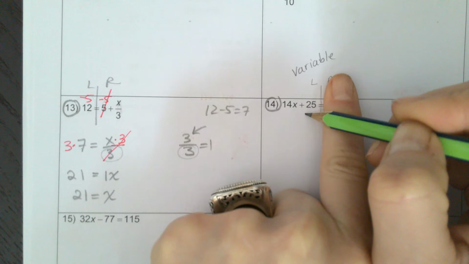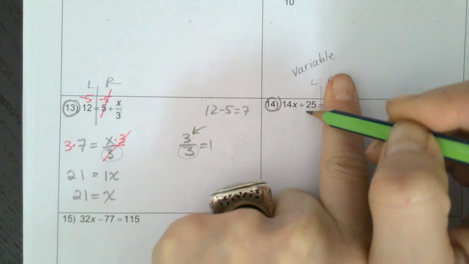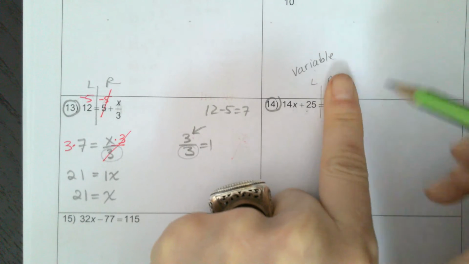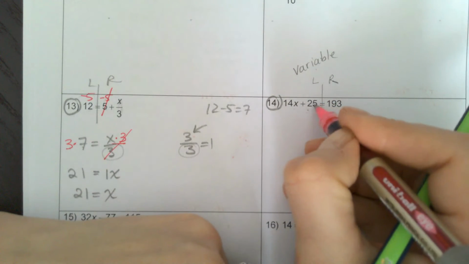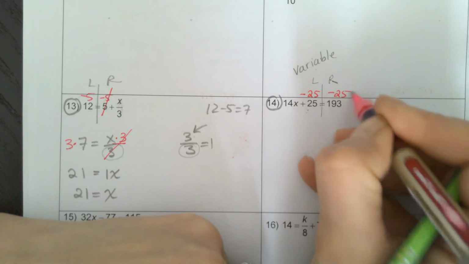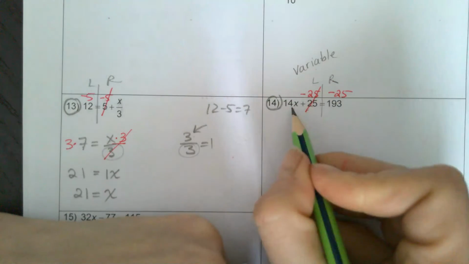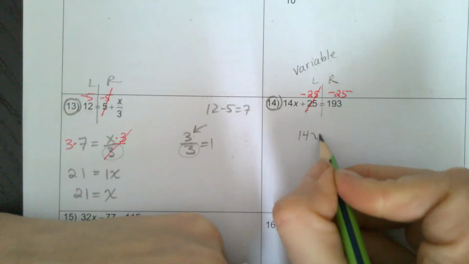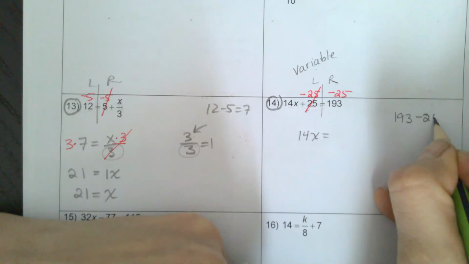Who do I get rid of first? This one doesn't have a letter, so he should go to the other side. He doesn't have a variable. So let's move the 25. We always do opposite. So if this is plus 25, we do minus 25. Minus 25. 25 minus 25 is 0. So now I'm left with 14x equals whatever 193 minus 25 is.